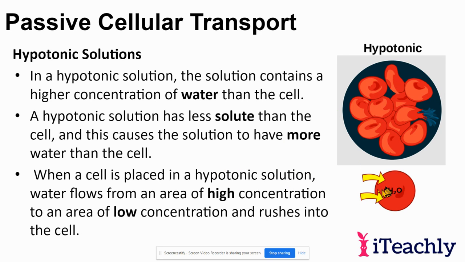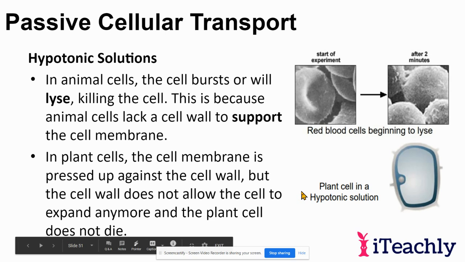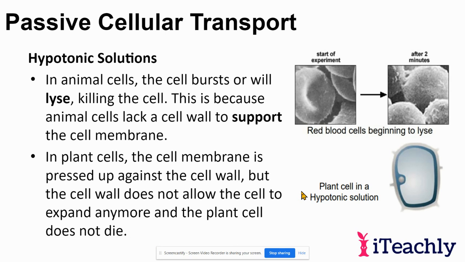Basically, it's going to keep flowing inside the cell until eventually it bursts. Plant cells have cell walls, which prevent them from doing that. In animal cells, the cells burst, or lyse, killing the cell. This is because they lack the support. So this one has a cell wall.